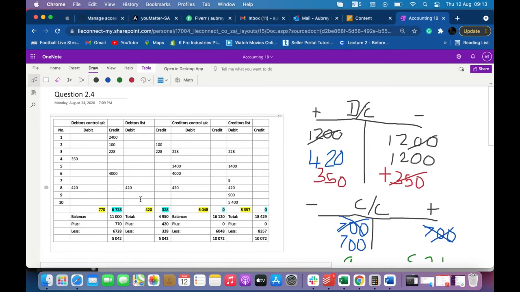We come to the next and we do the exact same thing. And we see that the total we get over there before any adjustments was 4,950. We know the debit side increases the debtors list, so we add that 420 and then we minus 328. And then we arrive at the very same 5,042. So we know now our debtors is sorted. We've corrected any errors that we had in our debtors, because the balances on our debtors list and our debtors control are matching.